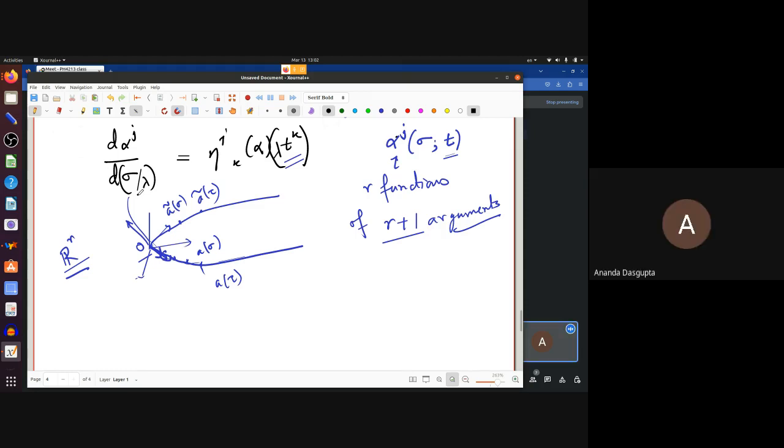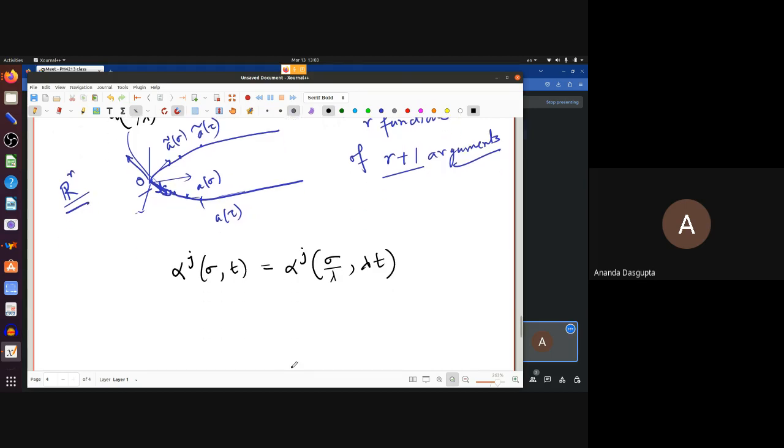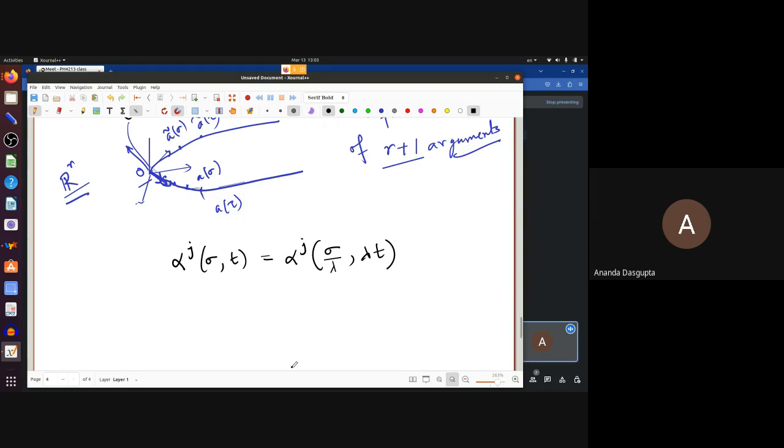Which essentially means that although we have been saying that alpha j's are functions of sigma and t, that is r plus 1 arguments, that's really not true, because it would be exactly the same, right? If you choose a t which is lambda times bigger, you would just get to the same point only at a sigma which is 1 by lambda times. That is, you choose a t which is half as big, you get there at 2 sigma. You choose a t which is twice as big, you will get there at half sigma.